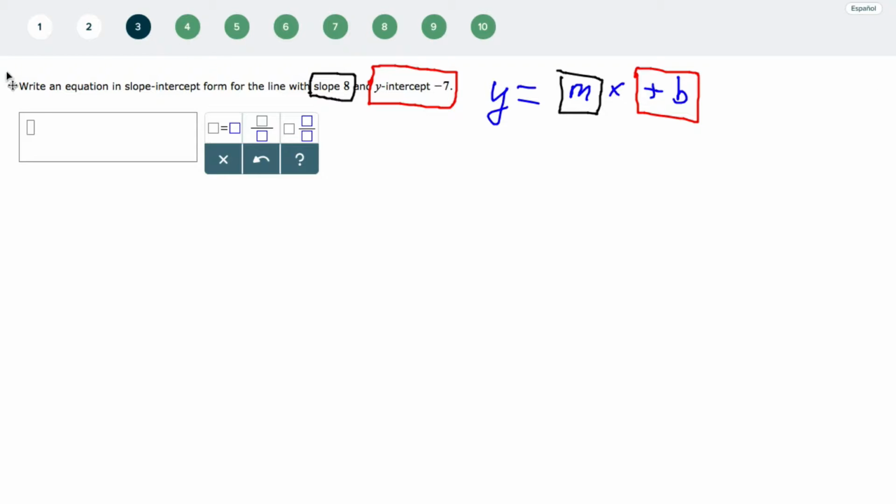So let's just create that equation. We see we have a y equals, that didn't change. What does y equal? Well, y equals the slope in front of the x. What's our slope? 8. So 8 and then x. And then our y-intercept goes after the x, and it's negative 7. So I'll just put negative 7. And that's all you have to do on that one. Just plug in for the slope and the y-intercept.